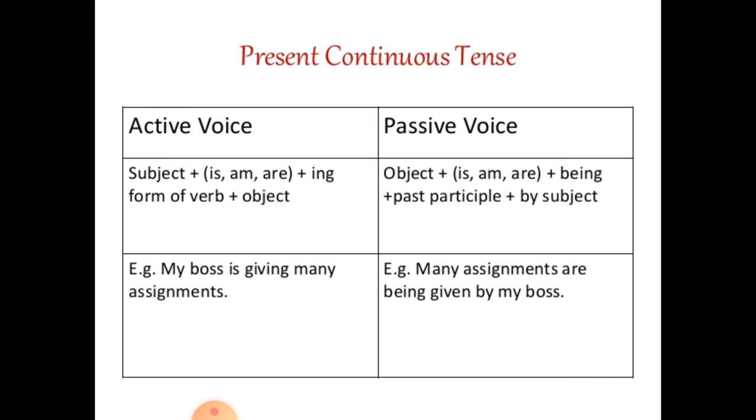the object. And in the passive voice for the same sentence: object plus is, am, are plus being. You have to add been plus past participle, whatever is there, and plus by subject. Example: many assignments. See, this many assignments is the object. Assignments means it's a plural, so we added are been. We have to add been with it. Been given by my boss. By, then the subject.